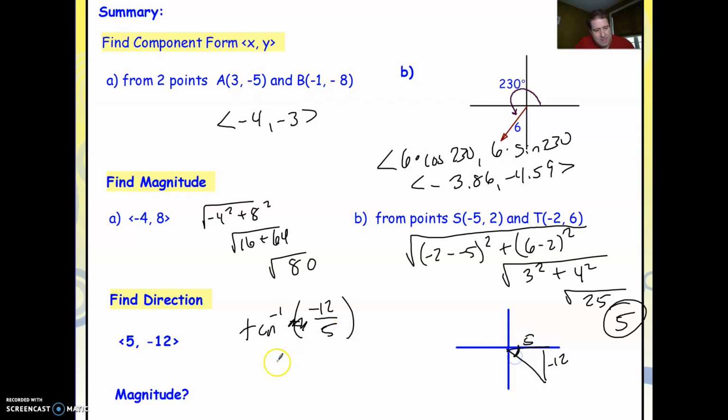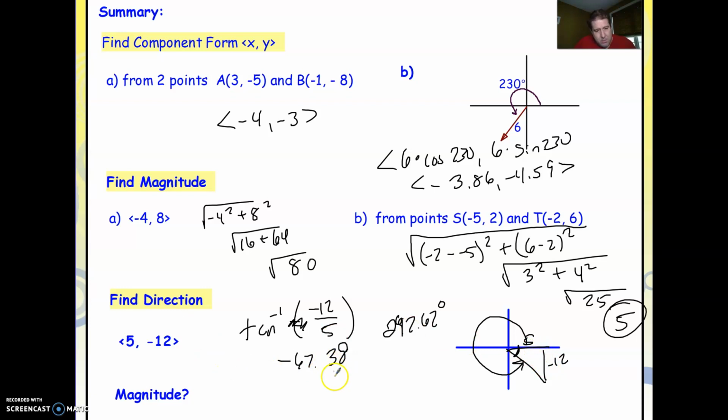So if this is negative 67 degrees, then I want to know what this angle is right here. So I'm going to do 360 minus 67.38. That's going to give me 292.62 degrees, roughly, from here to here. And keep in mind that's plus and negative, which means it's going to be in the fourth quadrant, so that makes sense.